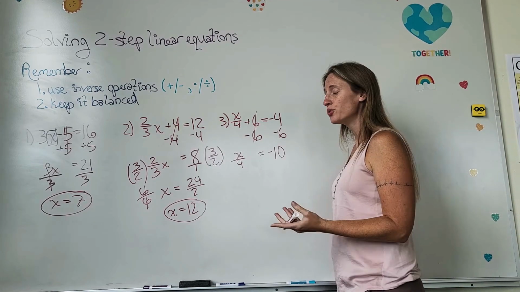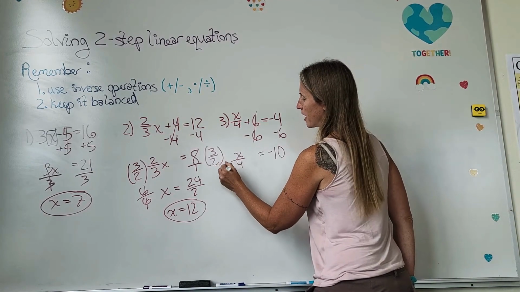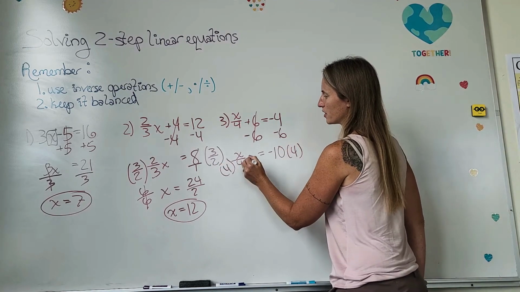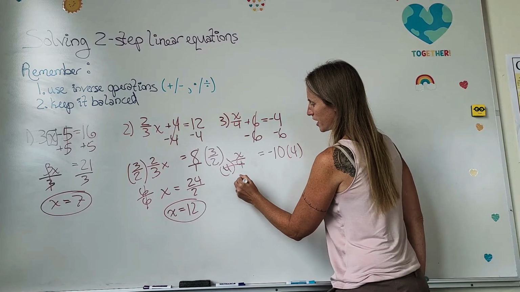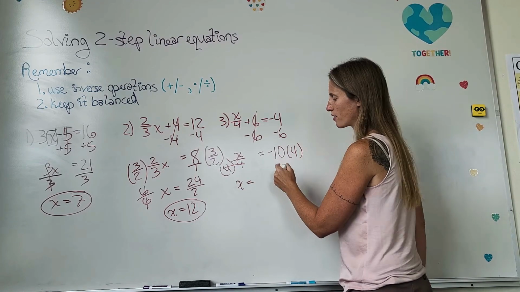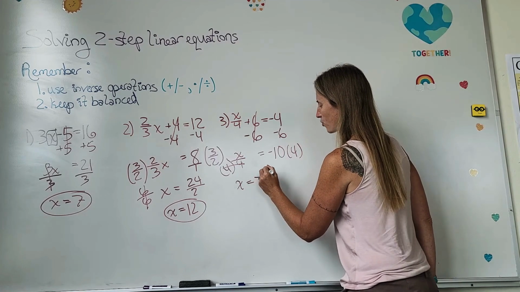So to undo the divided by 4, you multiply this side by 4, you multiply this side by 4, these guys cancel, x is equal to, don't forget the negative sign, I'll get you every time, -40.